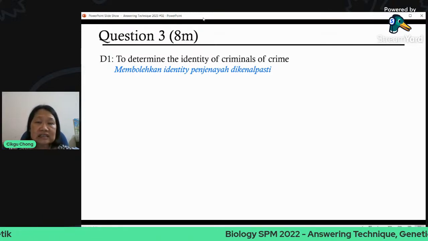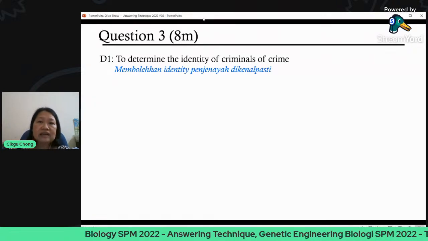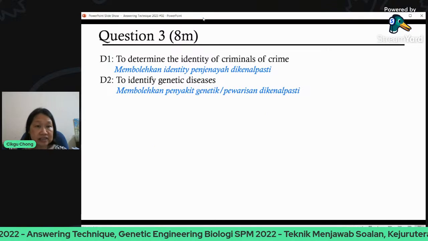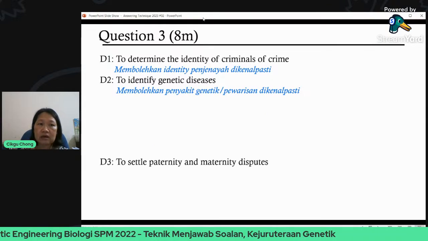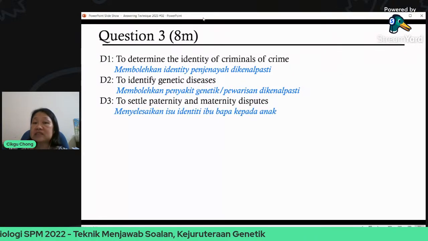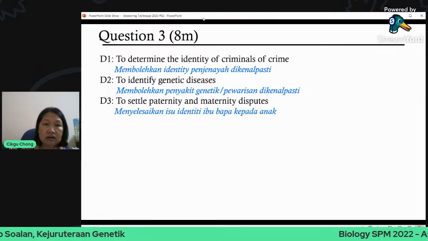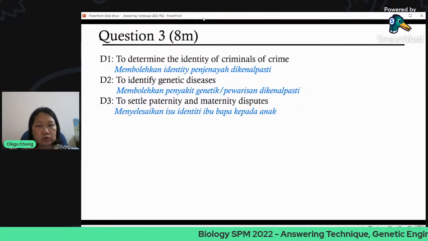Tak tahu yang mana pembunuhnya. Ambillah DNA dia daripada darah, whatever, and you do a match. Okay. So next one, to identify genetic diseases, also can. Okay, to find out penyakit genetic. To settle paternity and maternity disputes. Okay, perbalahan tentang who is the father of this child. Okay, both fathers claim that this is the child. Okay, the mother not sure who, right? So you can use DNA test, right?